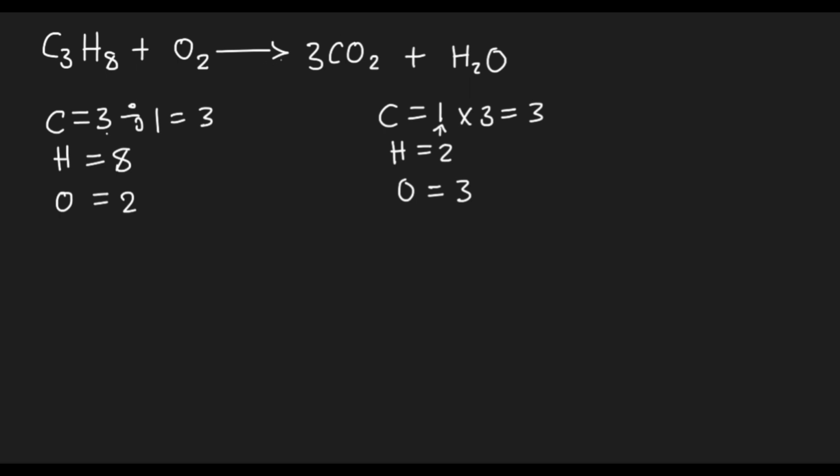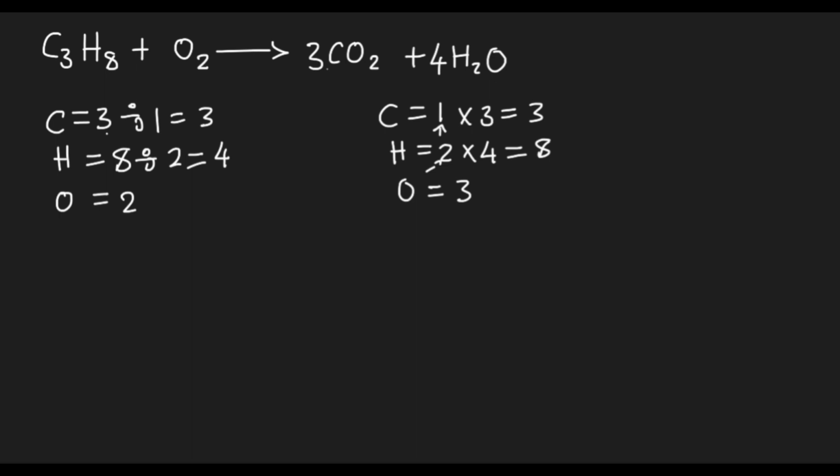After we're done with that one, we now look at hydrogen. So hydrogen will have 8. Let's divide by 2. So 8 divided by 2 is 4. So this 2 must be multiplied by 4 to give us 8. So we put the 4 in front of H2O. Now hydrogen is balanced, and so is carbon.